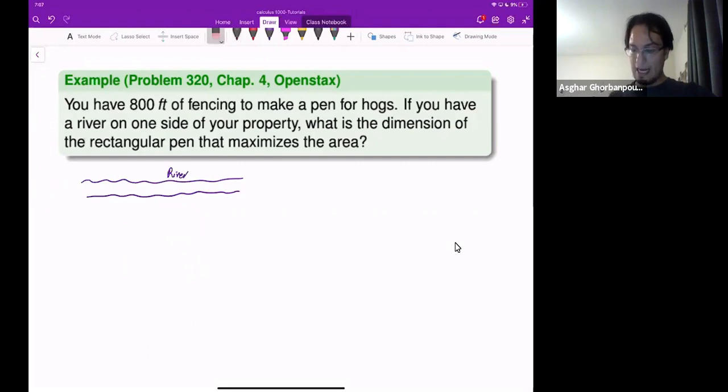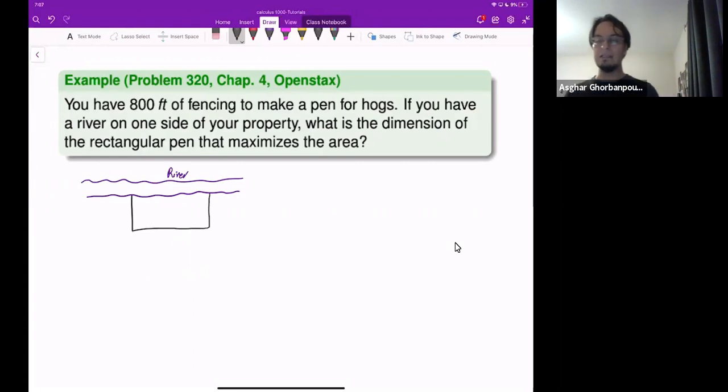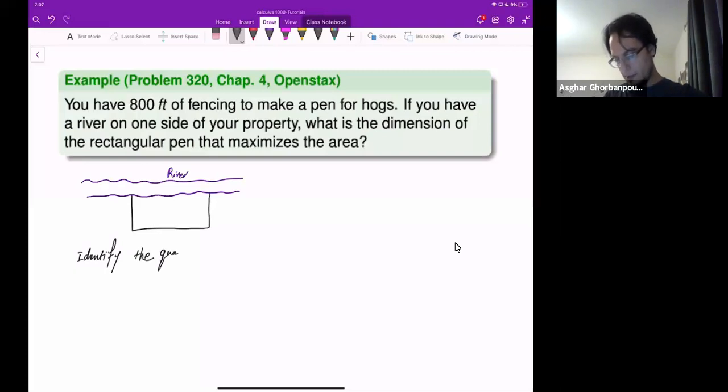Instead, you can use the river as one side of your pen. That way, you can put more area inside that rectangular box. So the difference would be here that we only need to have three sides and fence only three sides. Okay. Well, now that I have some idea there, I will start with identifying the variables. Identify the quantities and then we'll assign variables.